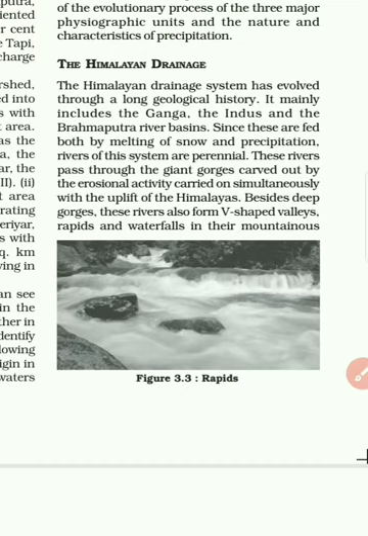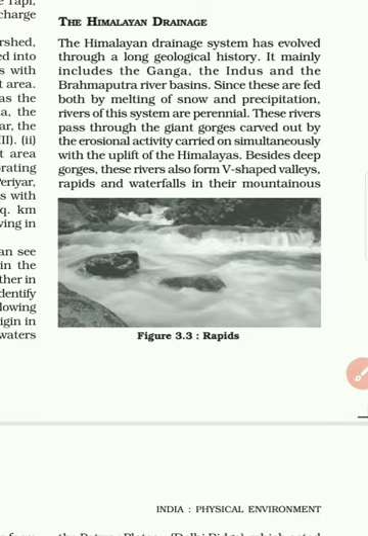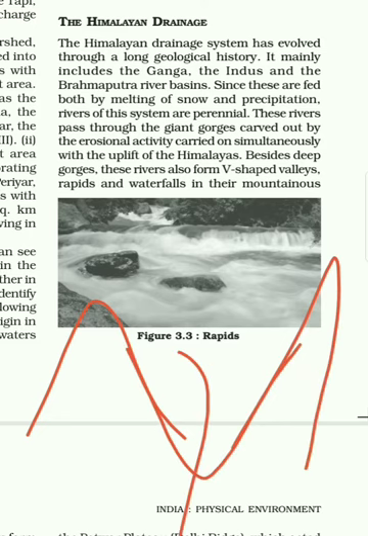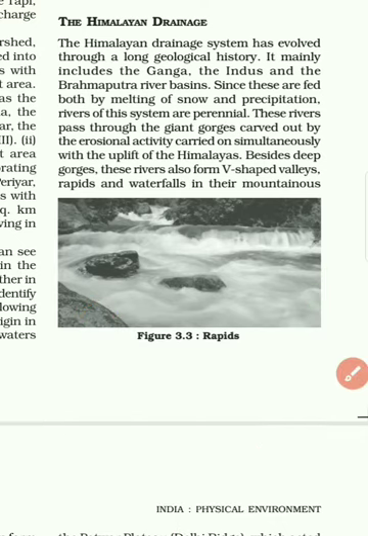These rivers pass through giant gorges carved out of the erosional activity carried on simultaneously with the uplift of the Himalaya. Besides deep gorges, these rivers also form V-shaped valleys, rapids, and waterfalls in the mountain. V-shaped valley: this is the hill, and now this area from where the river is flowing is a V-shaped valley.